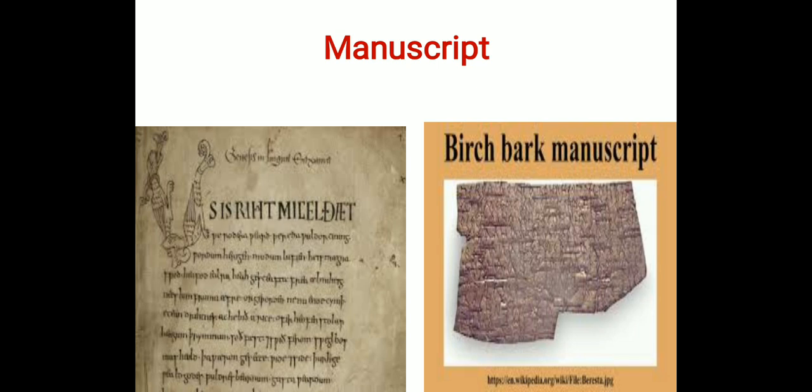In this picture, on the left-hand side, there is a picture of a manuscript. On a paper, a bark, or a palm leaf, this handwritten script is there. This is known as a manuscript. On the right-hand side you can see a birch bark manuscript. Birch is a tree found basically in the Himalayas. From this bark they make a paper-like material, and then they started writing the scripts.